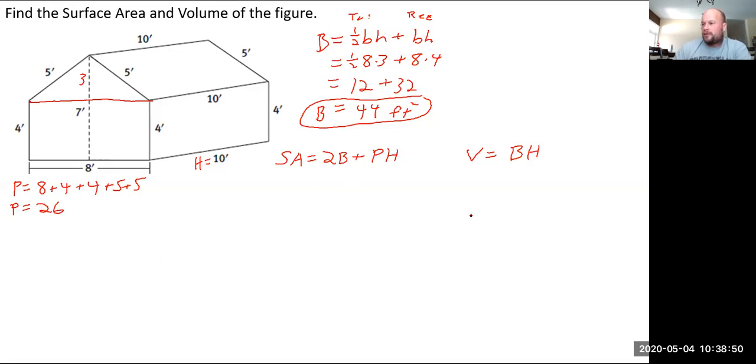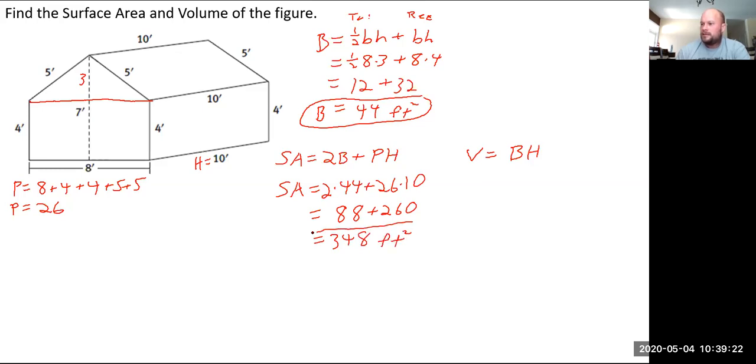Now, we have all the things we need to plug into that equation. So surface area, I'm doing 2 times. We found the base area was 44. We found the perimeter was 26. And we found the height was 10. So we have 88 plus 260 gives us a total of 348. Again, this is surface area, so it's still in square units.